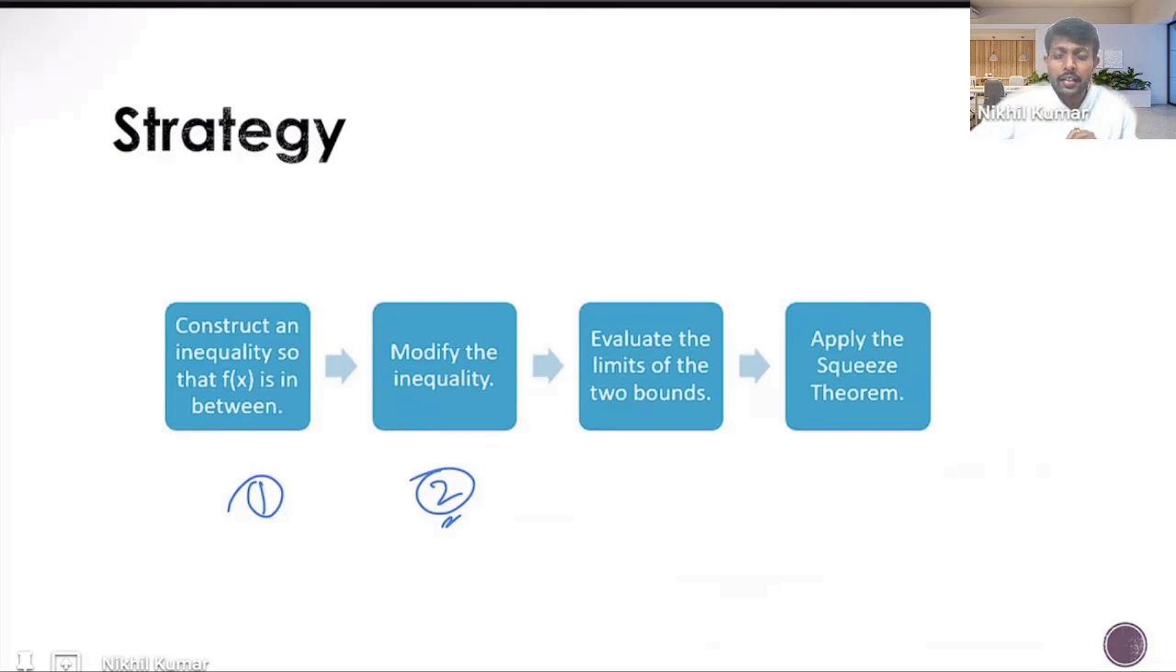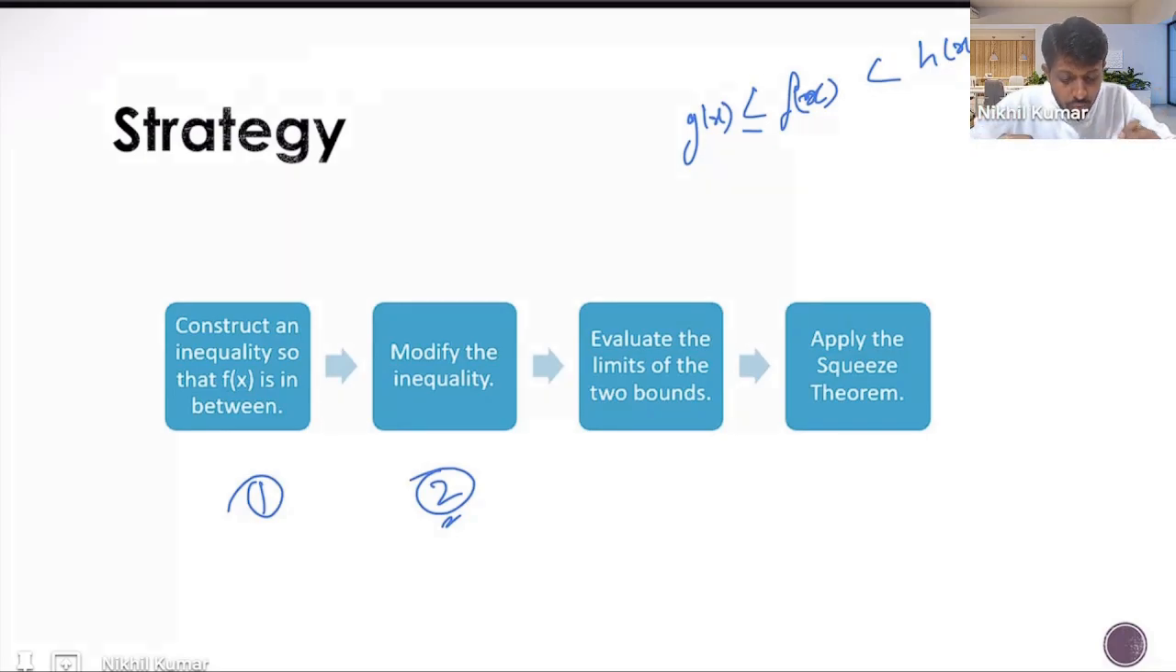Once you have done that, you have three functions actually. You have something like this, f of x bounded between g of x and h of x. So once we have modified the inequality and arrived at the function exactly given in the question, now we evaluate the limits of the two bounded functions, the function appearing to the left of f of x and the function appearing to the right of f of x.